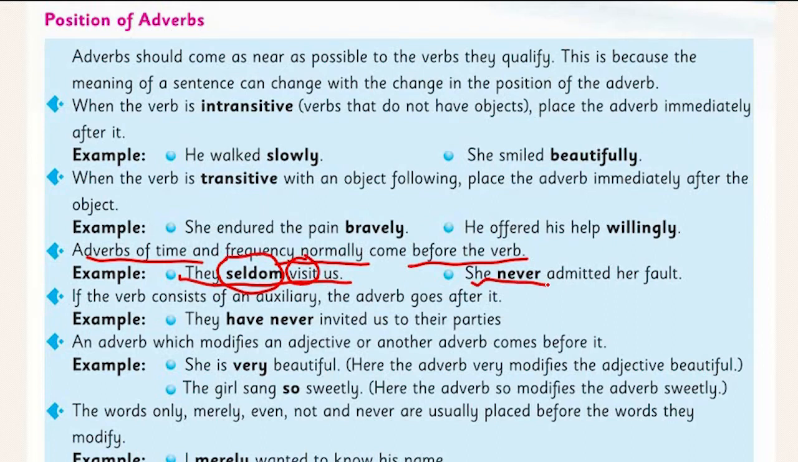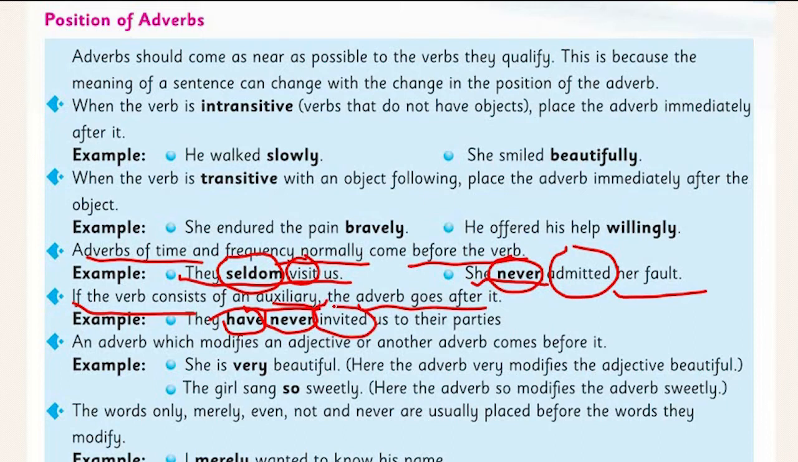She never admitted her fault. Never is the adverb of frequency here and admitted is a verb here. If the verb consists of an auxiliary, the adverb goes after it. Auxiliary means have. They have never invited us to their parties. Have is an auxiliary verb and never is an adverb of frequency, and invited is a verb here. Auxiliary linking verbs and helping verbs we have studied in detail in your previous lessons as well.